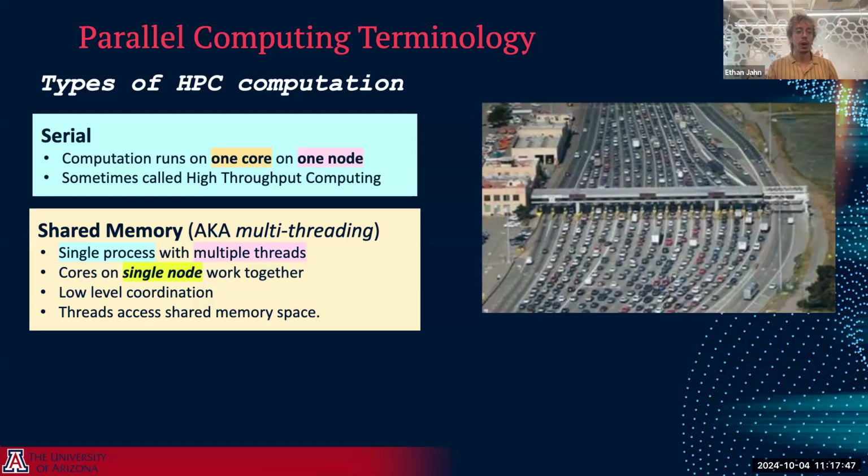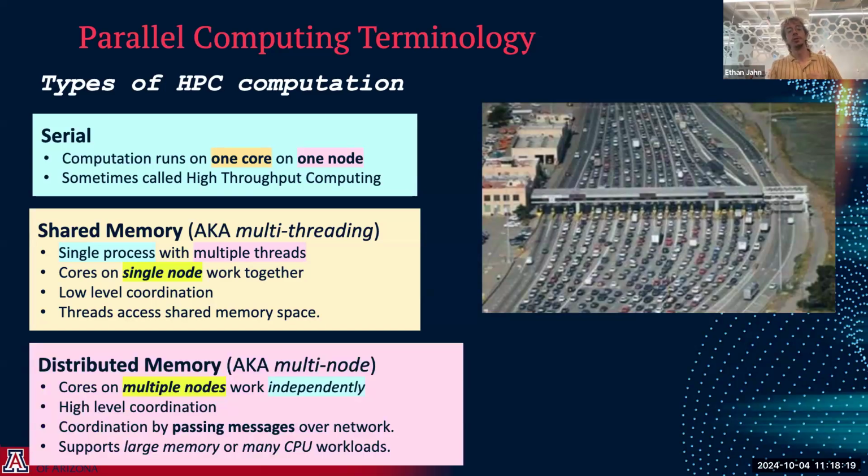It's when a single process is run with multiple threads on multiple cores, typically on a single node. So remember, a node is one of these standalone computers. You can think about all of these cores being run on a single one of these machines. So there is low-level coordination and threads having access to the same memory space. The important aspect is that each of those threads has direct access to the same memory space on that chip. And this is to contrast with distributed memory, also called multi-node computing.